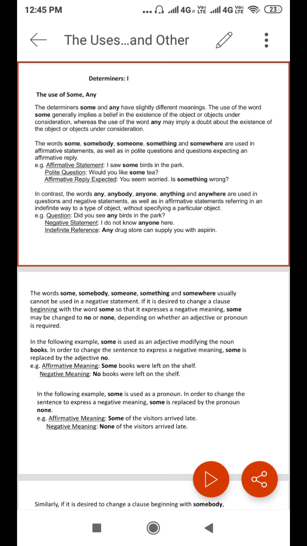Let's see the example. Affirmative statement: I saw some birds in the park. Polite questions: Would you like some tea? Affirmative reply expected: You seem worried.